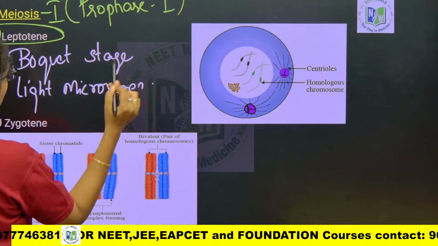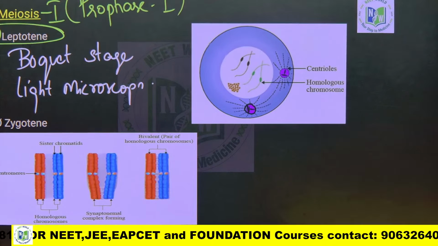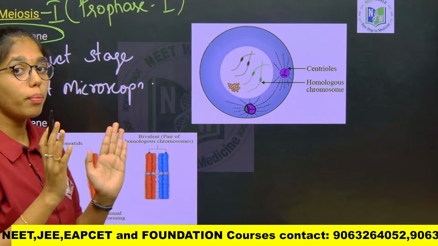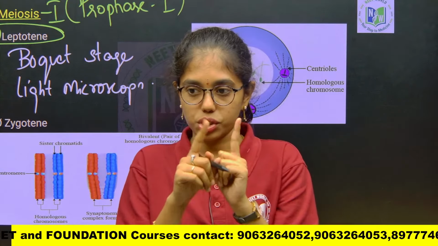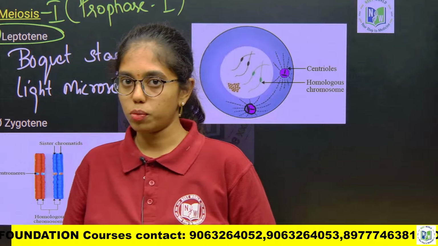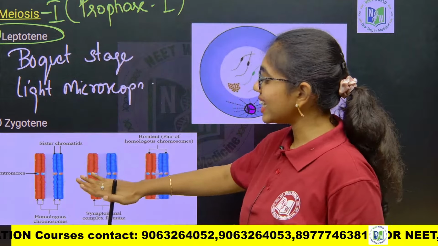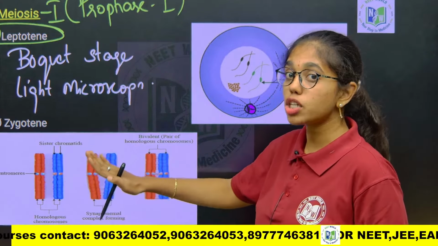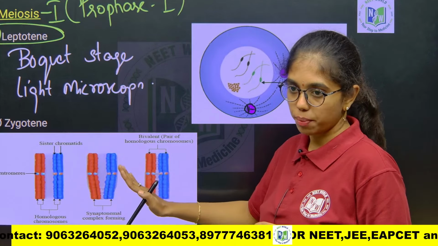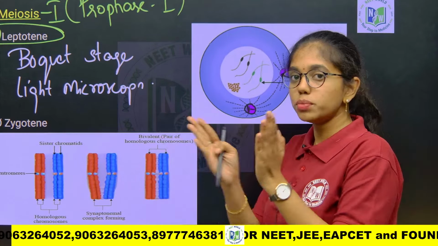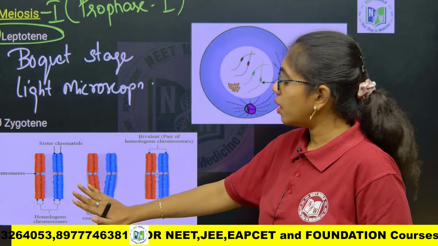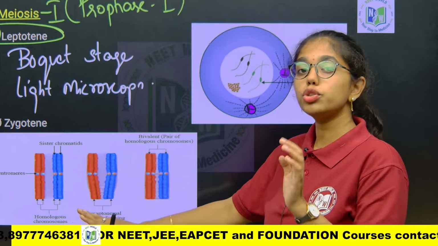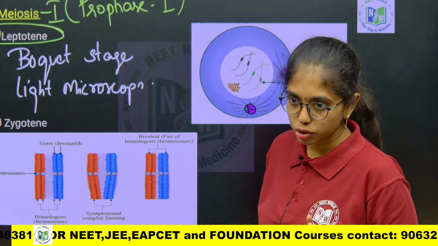Fine. This is all about leptotene. In zygotene, what happens is, those chromatids which have the same alleles at the same location, we call homologous chromosomes. So here you can see synapsis, synaptonemal complex formation, or homologous chromosomes coming together. Before that, you should be clear about what a homologous chromosome is.